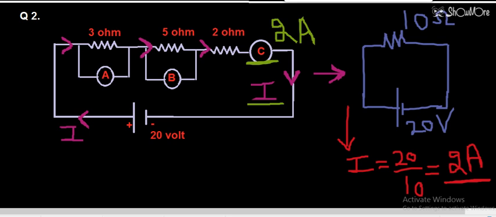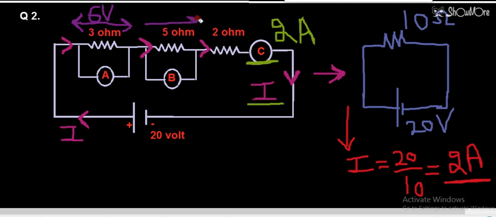So now we have to find the reading of device A and B, which are both voltmeters. So some voltage will drop here. Let's name it V1. So V1 is equal to I into R1. We know I is 2, so 2 into 3 is 6 volt. So 6 volt will drop across this 3 ohm resistance.